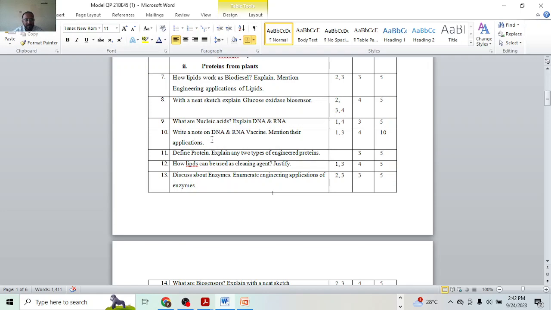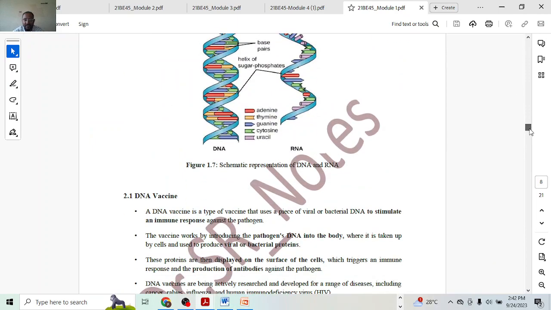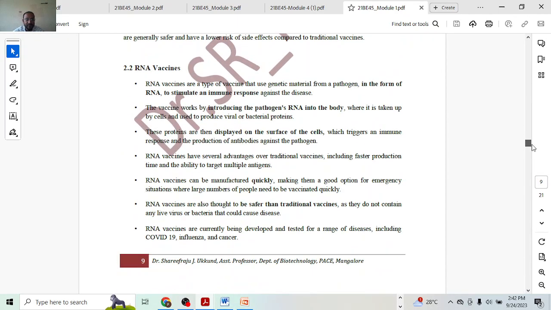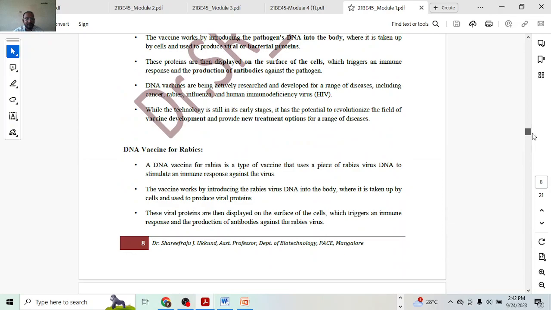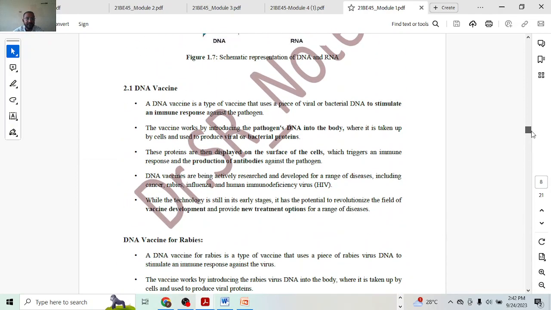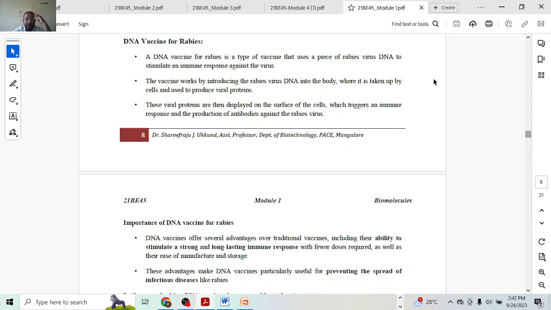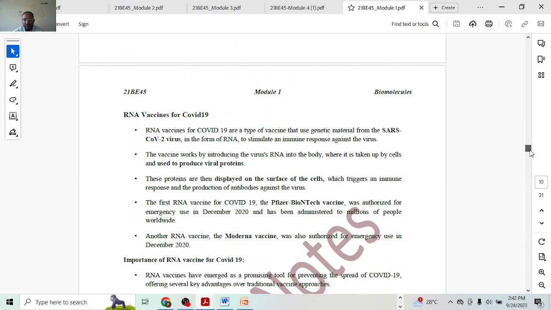Next, write a note on DNA vaccine and RNA vaccine and mention the application. That means you have to explain 2 subtopics here, that is DNA vaccine and RNA vaccine also. So you will have 5 marks for each. So DNA vaccine, give an introduction, 1 or 2 marks here, and give the DNA vaccine for rabies, which is a very important example, here 2 marks, and importance of DNA vaccine 1 mark, so 5 marks.